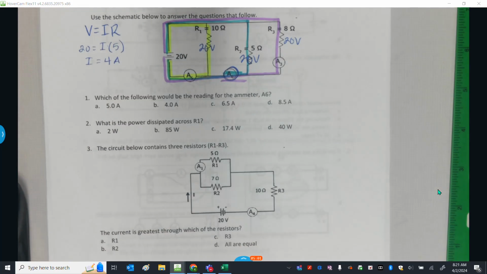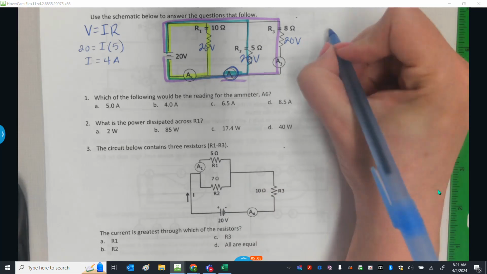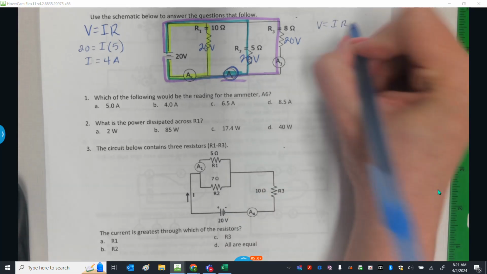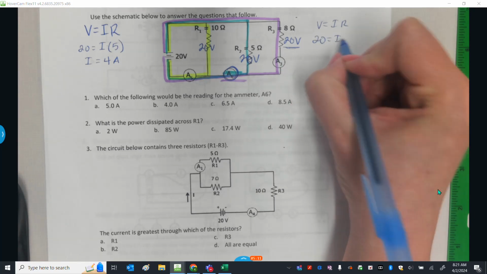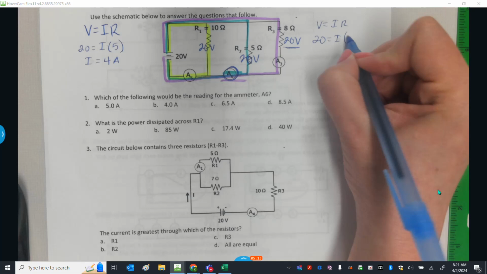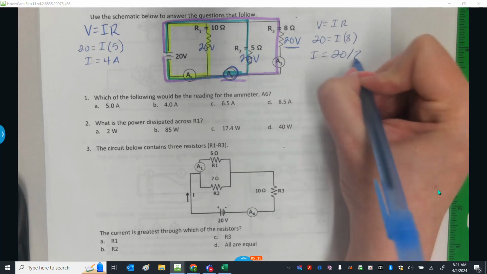But again, that's only through the blue loop. Now I have to do the same thing for the purple one. Again, V equals I times R. My voltage drop here is also 20. My resistance here is 8. And so my current here will be equal to 20 divided by 8.